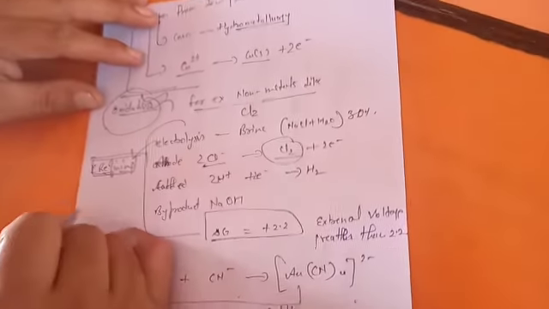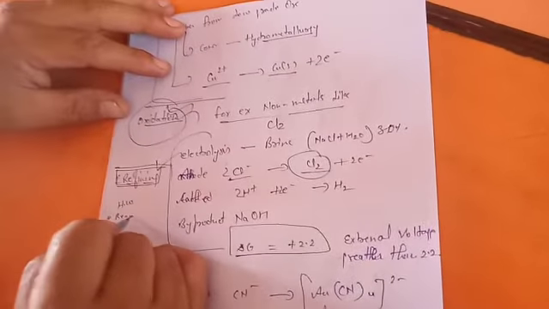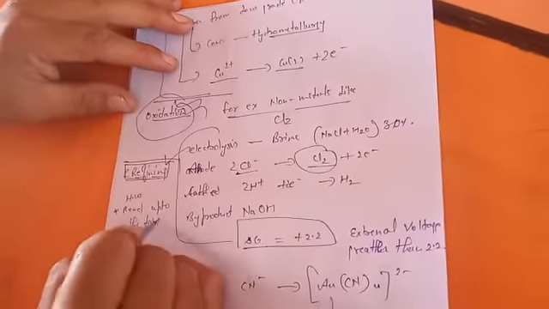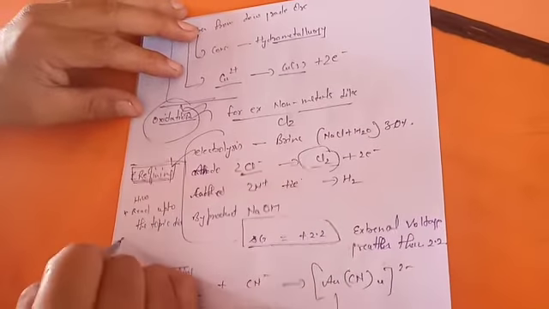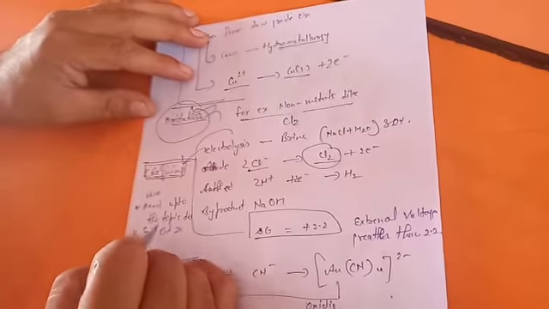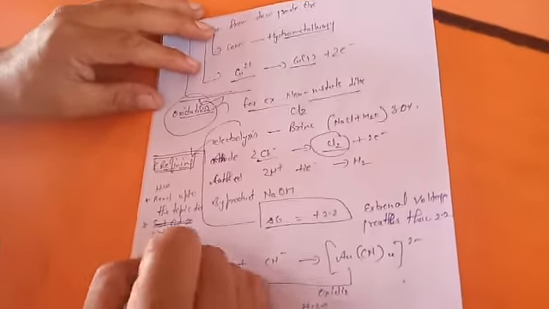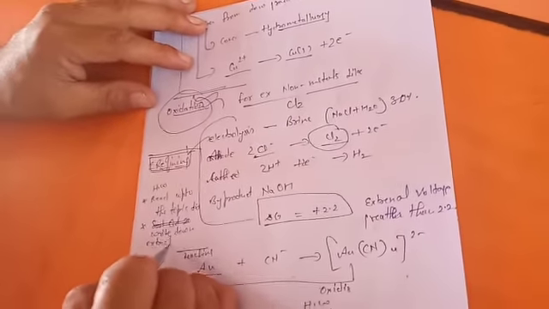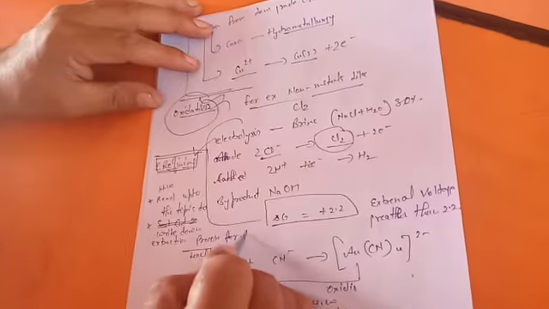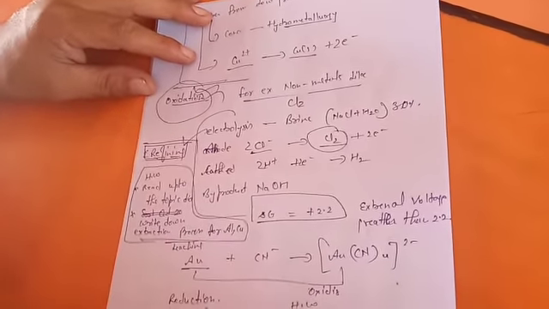So today, this is your homework: you will read up to the topic we did. Second thing, you will write down the extraction processes for aluminium and copper. Okay, for both you will do. So this is your homework for today.